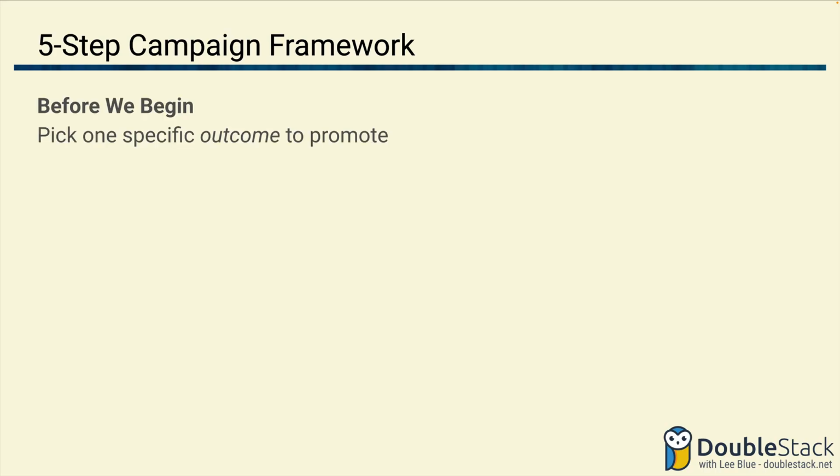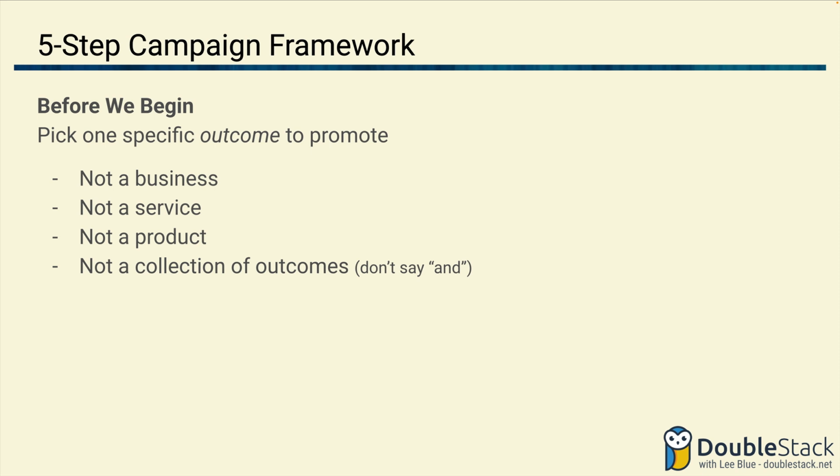So before we begin, the first thing we need to figure out is what in the world are we going to promote? And we want to promote something that has one specific outcome, not a business. We're not promoting an entire business. We're not promoting a service. We're not promoting a product. It's not a collection of outcomes. Like, I don't want to use the word "and" in our headlines and stuff like that. It's just going to be one thing.